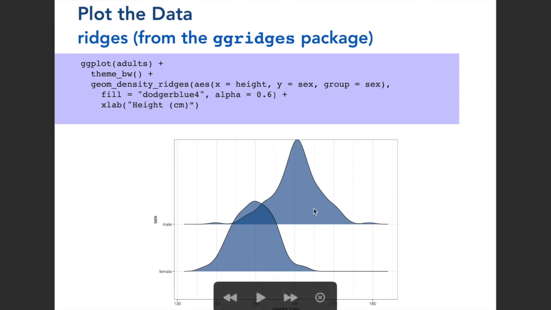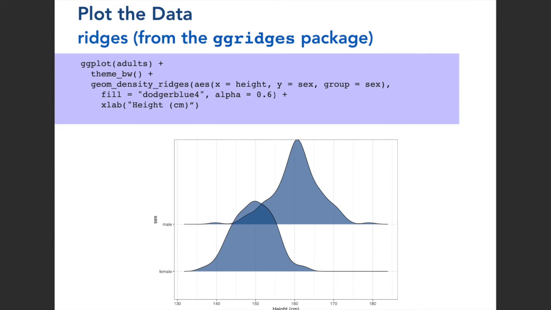So here, the first two lines are the same. The function for drawing this, once we've loaded the ggridges package, is geom_density_ridges. And so our aesthetics, our x is going to be our height. We're switching the axes now because our categories are going to be the y-axis and height is going to be the x-axis. So x is height, y is going to be our sex levels. And we want to group the data based on sex. And then here we're just changing the color, making it transparent, and customizing the x-axis labels. And that looks like this.